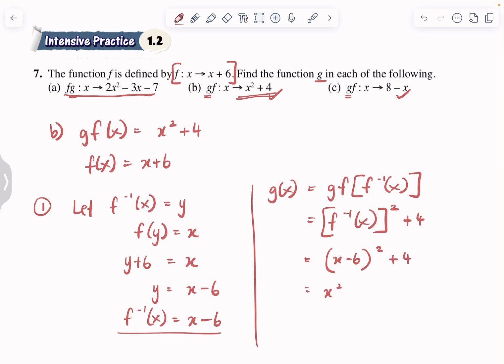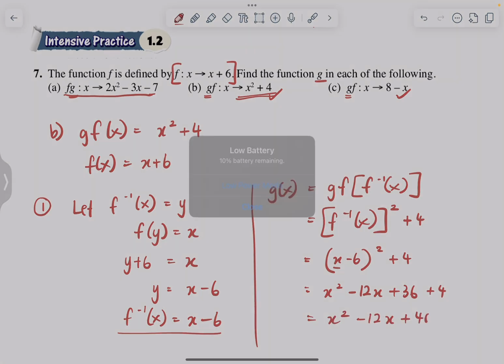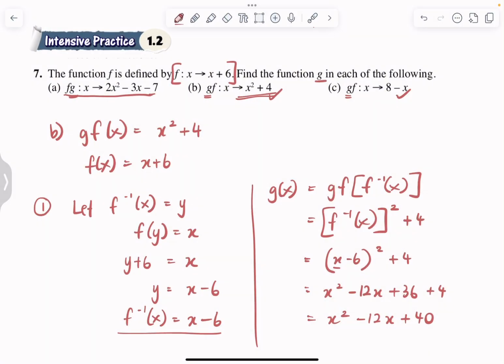So we expand this. First we'll get x squared, and then 2 times x times negative 6. So 2 times x is 2x, 2x times negative 6 is negative 12x. And then negative 6 squared is 36 plus 4. So this gives us plus 40. Done. This is how we find g(x).